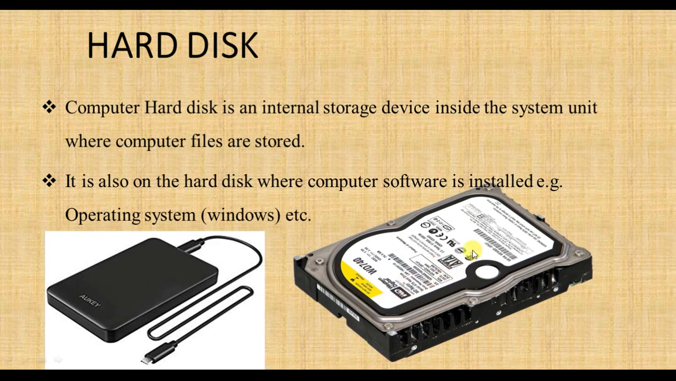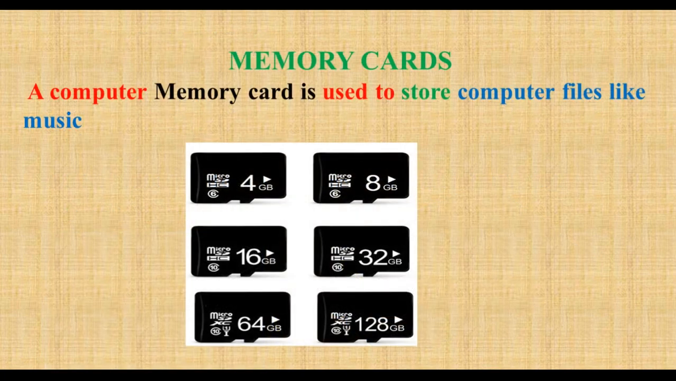This one is inside, then this one is outside. So this one is an external hard disk which is connected through the USB ports. Then another example, we have those memory cards, and these ones are very common. They are commonly used in mobile phones for additional storage.